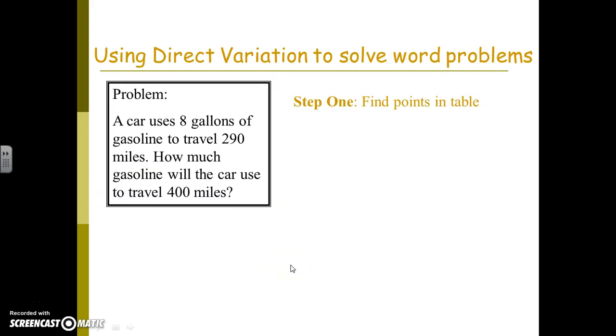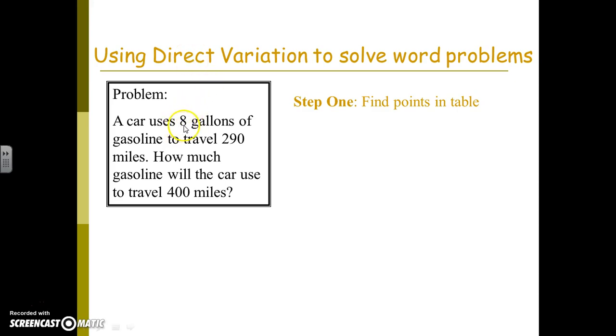So now let's see what it looks like in a word problem. It says a car uses 8 gallons of gasoline to travel 290 miles. How much gasoline will the car use to travel 400 miles? Well, how do we know this is a direct variation word problem? Well, you're right, because the car is going to use the gasoline at the same rate while it's traveling, or that's something we have to assume if we're going to call it direct variation. If the rate that the car uses gasoline changes, then this would not work. So for this problem, we have to assume that the car will use gas at the same rate when traveling.